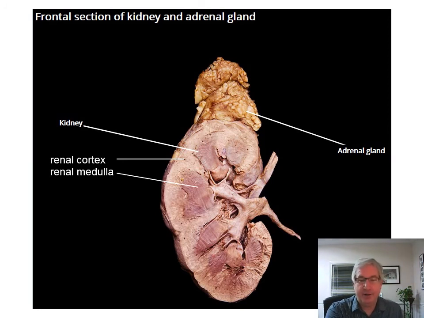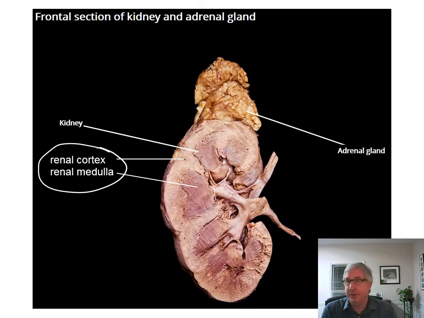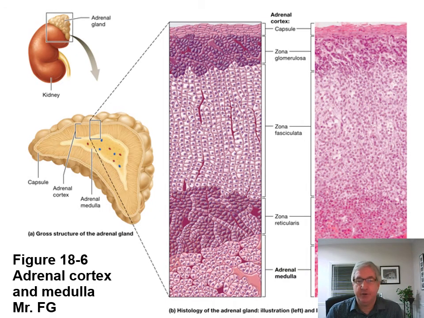Next slide. Here's a frontal section of the kidney and adrenal gland. I just wanted to point out that the kidney also has a cortex and a medulla, but we're only talking about the adrenal gland here, not the kidney. The adrenal gland has a cortex and medulla, so you have the medulla, then reticularis, fasciculata, and glomerulosa layers of the cortex. You'll learn more about the kidney in AP2 when you talk about the urinary system. Next slide.